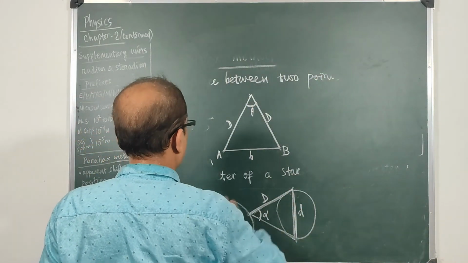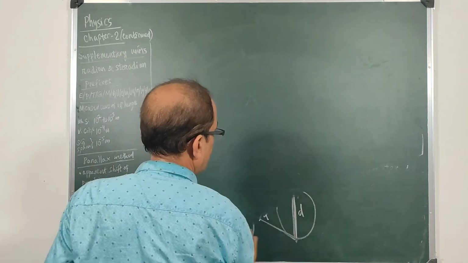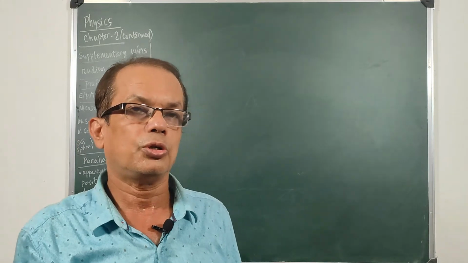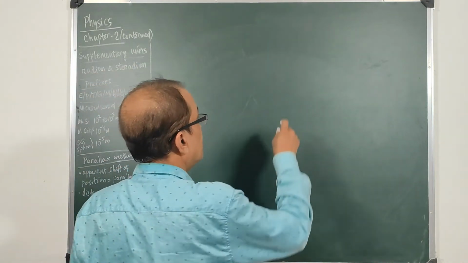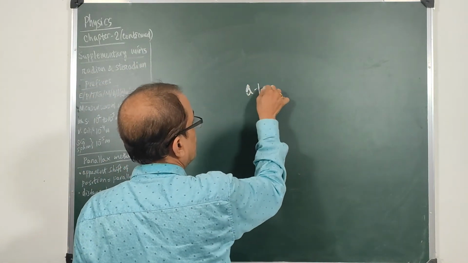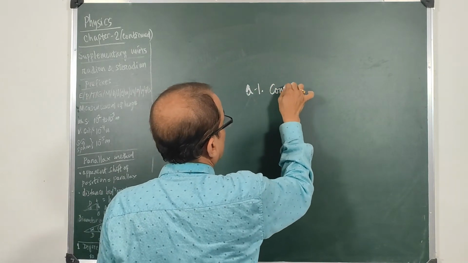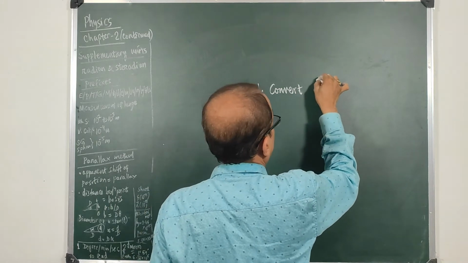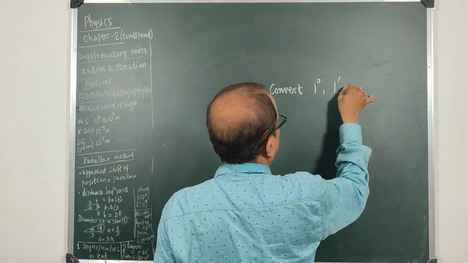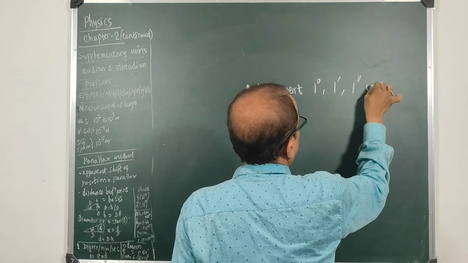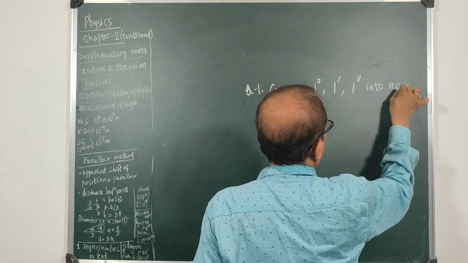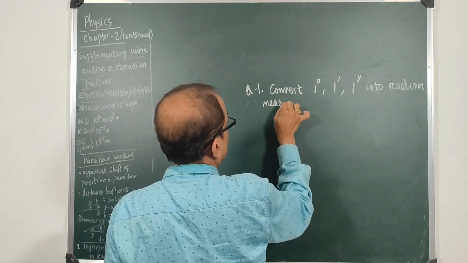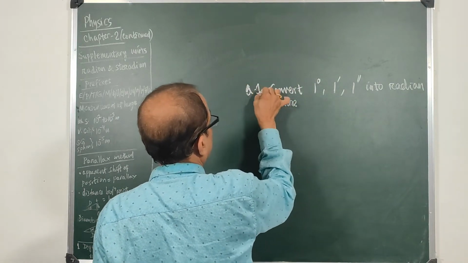Now let us go for two numerical problems on what we just studied. The two numerical problems concern the value of radian, how to convert one degree, 1 minute and 1 second into radian measure. This is the first problem.